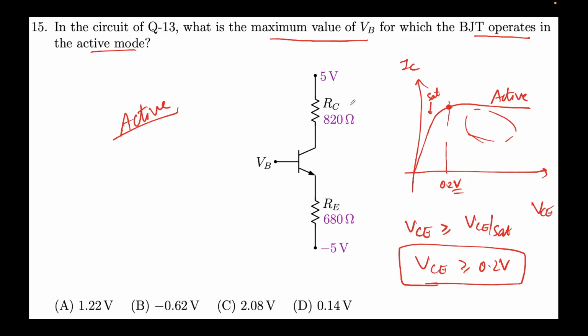The base is grounded for a transistor. The collector is connected to plus 5 volt through a resistance RC, and the emitter is connected to minus 5 volt through a resistance RE. The question is, what is the maximum value of RC for which the BJT operates in the active region? So this will follow the exact same approach.